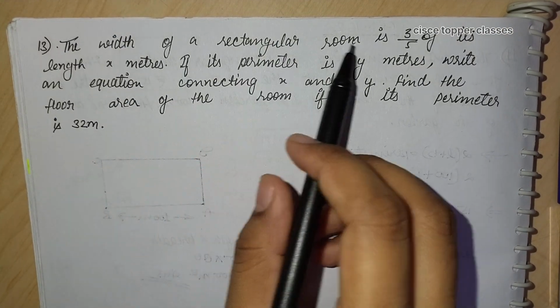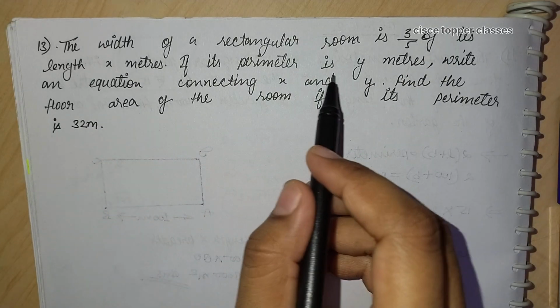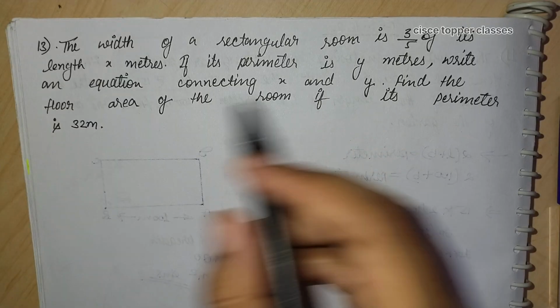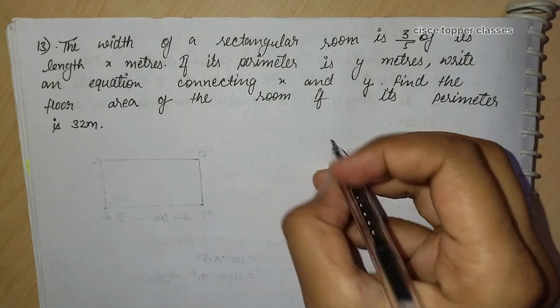The width of a rectangular room is 3 by 5 of its length x meters. If its perimeter is y meters, write the equation connecting x and y, then find the floor area of the room if its perimeter is 32 meters.